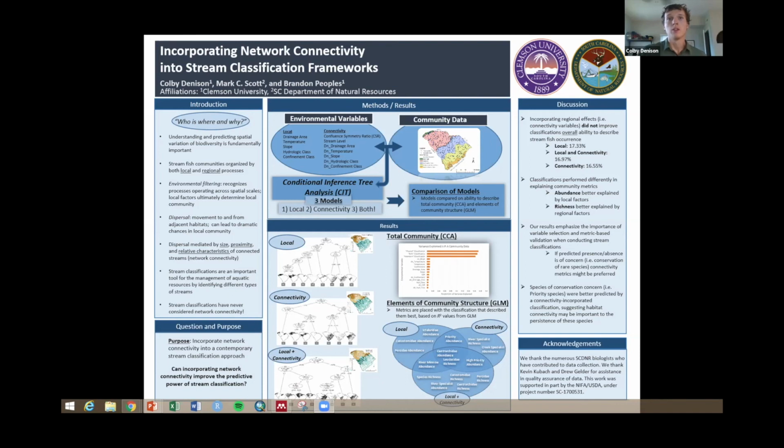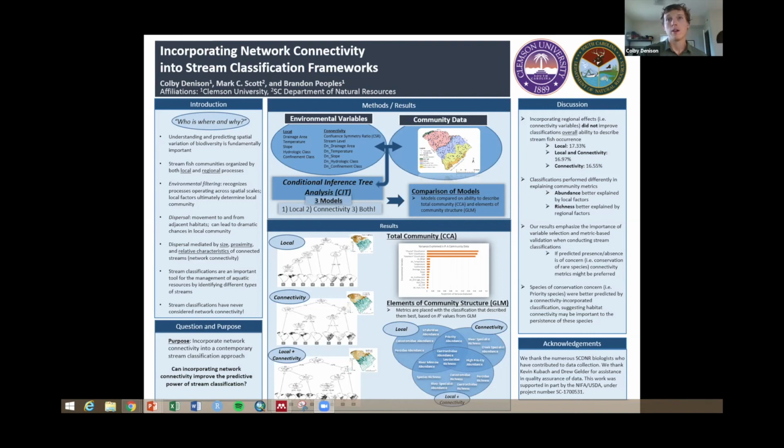So to come down to results, on the left, I just have my 3 classifications. I'd love to talk about each individually, but that's outside of the scope of this presentation. So if you remember, we have one that was just built using local factors, one that was built using just connectivity factors, and the last one which used both.